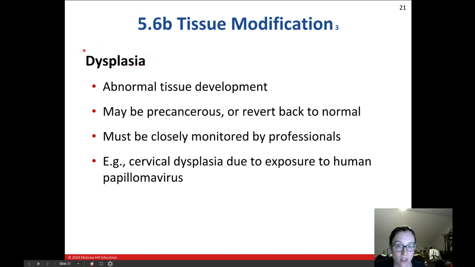This can be precancerous, or it could revert back to normal. So if the doctor says, oh, it might be precancerous, we're not sure, we're going to watch it, it's probably dysplasia. The tissue is not developing normally, and they're going to watch it. And so cervical dysplasia, in the cervix, is what you get checked for when you get a pap smear. What they're looking for is cervical dysplasia, because it can be caused by human papillomavirus or other things. Obviously, if they see it, they'll want to monitor it and see if it gets better or if it gets worse.